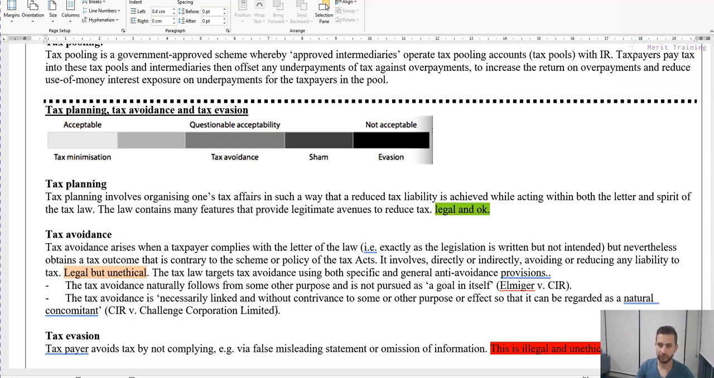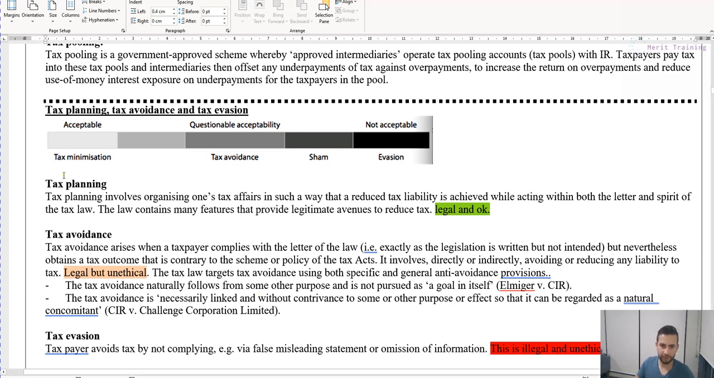But you're also following the spirit, which means the meaning or what was originally intended. And of course, there are different ways to structure affairs. Some might increase your tax, some might reduce your tax. It's all legal, it's all perfectly fine, right? It's well within your right to do tax planning and tax minimization.